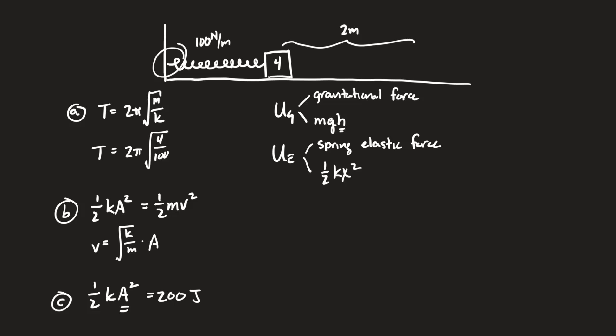Basically, you have to do work to pull out the spring or to push in the spring, just like you would have to do work to lift up an object to give it gravitational potential energy. So if an object is changing height, we would talk about gravitational potential energy. If an object's interacting with something that's elastic, we talk about elastic potential energy.